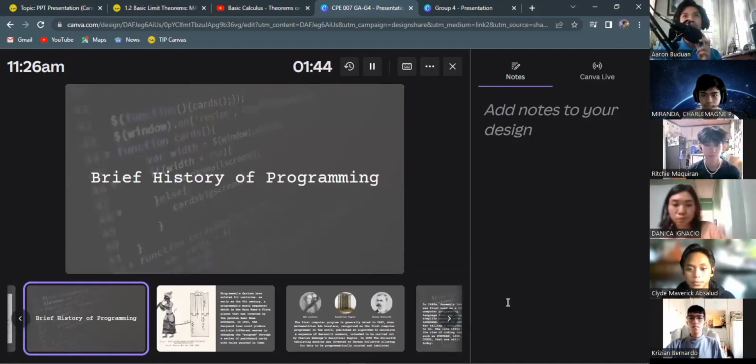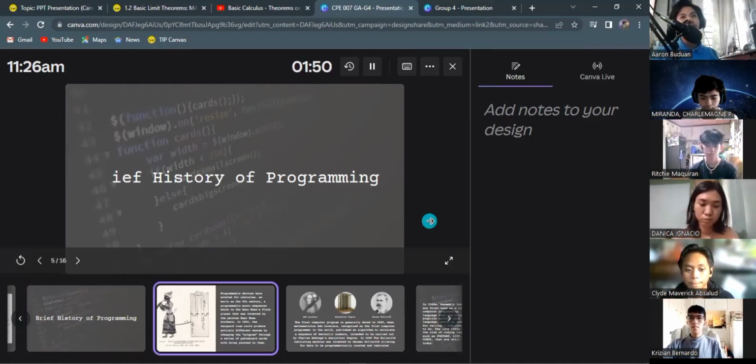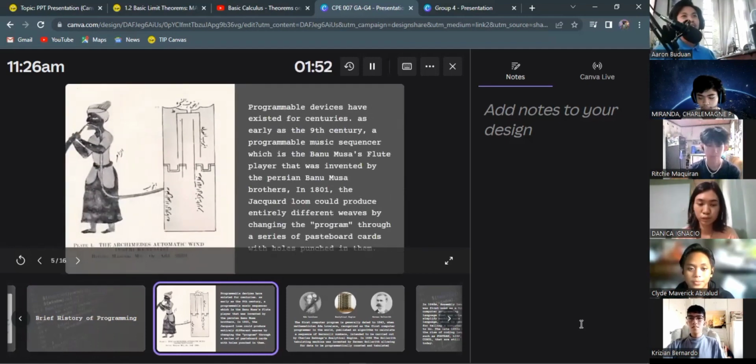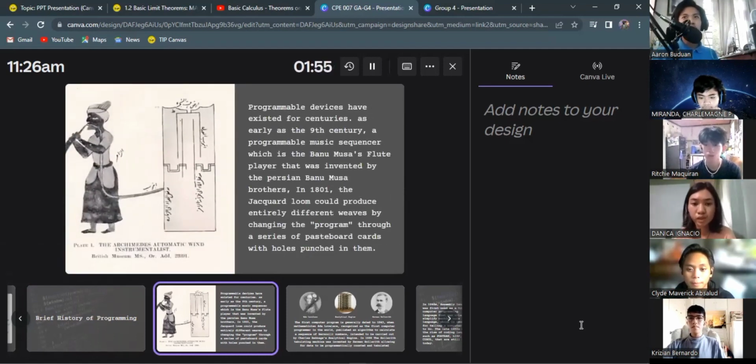First off, we're gonna talk about the brief history of programming. So, in today's world, computer programming is required to keep the systems and devices we use every day operating smoothly. Programming languages enable humans to interact with machines and make them perform necessary operations. Humans and machines process information differently, and programming languages are the key to bridging the gap between people and computers. Programmable devices have existed for centuries.